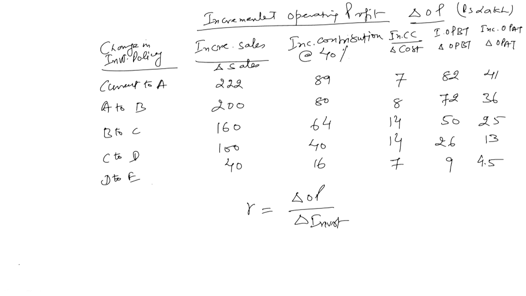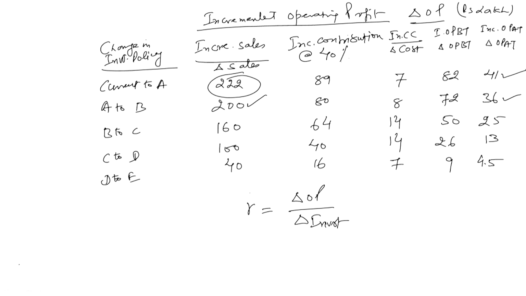So you see that when we move from the current policy to A, the maximum increase in sales takes place, 222 lakhs, and as a result operating profit after tax is also highest. Then A to B, the change in sales is not that much, but it is still higher, 200, and the operating profit after tax is the second highest. Then B to C, you see this trend is falling. Immediately when we relax the policy from the current to A level, the sales picked up. After that the sales are still going up, but at a declining rate, and the same is the case with operating profit, which is also increasing but at a declining rate.